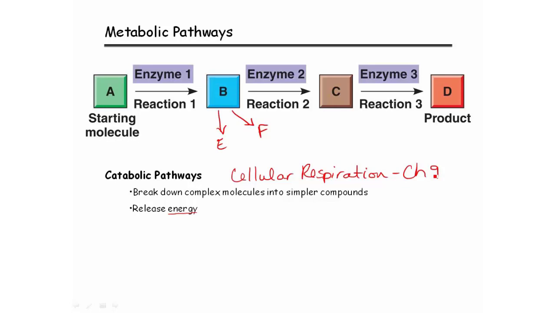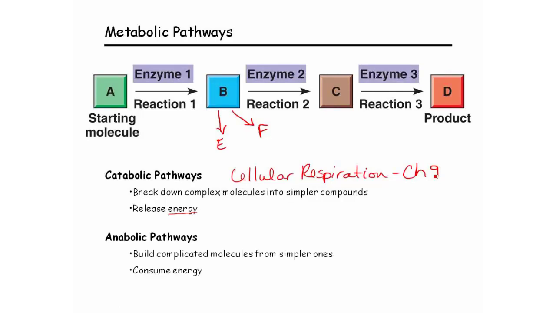Now, the other type of pathway is going to be an anabolic pathway. Anabolic pathways are essentially the opposite of the catabolic pathways, in that these are pathways that build complicated molecules from much simpler molecules. When they do this, because they're building very complicated structures or molecules, they will require or consume energy to make that happen.